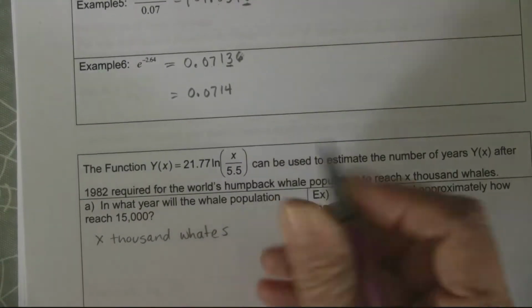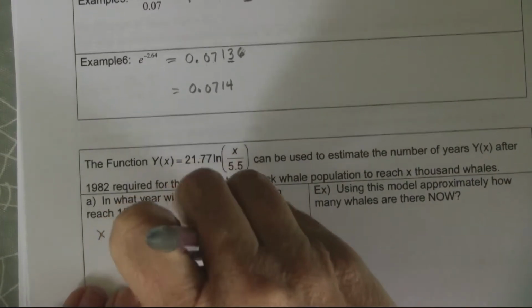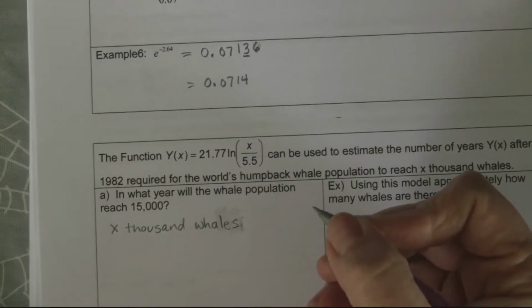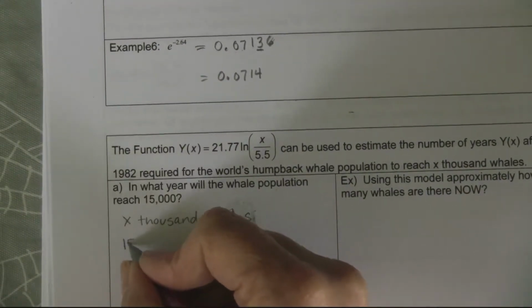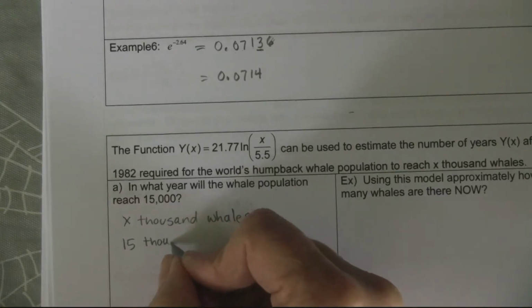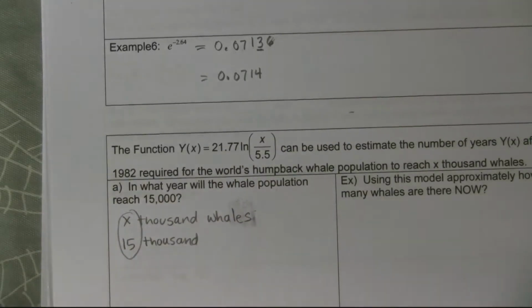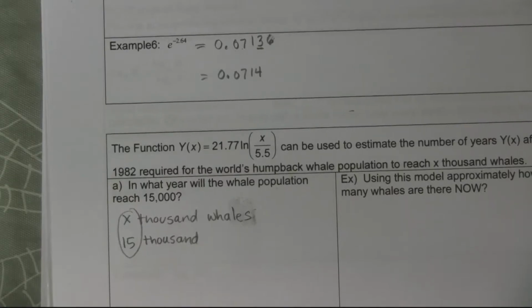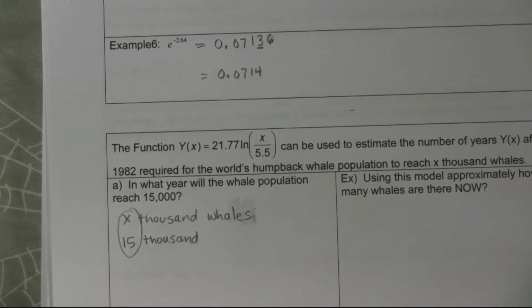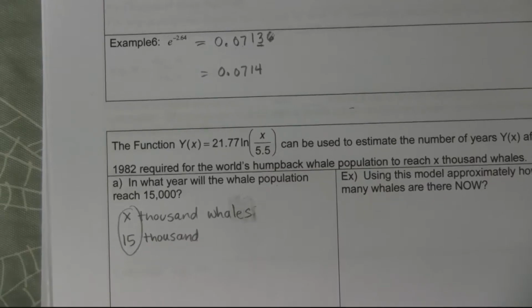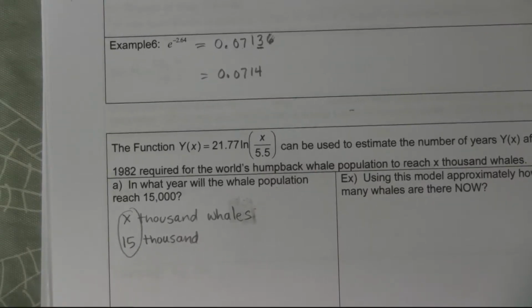And so Wells is not spelled right there, sorry. In this case, this is 15,000. So what they're saying is that X is 15. In order to use this formula, you have to change 15,000 wells into just 15, because this formula says that X is just in thousands.